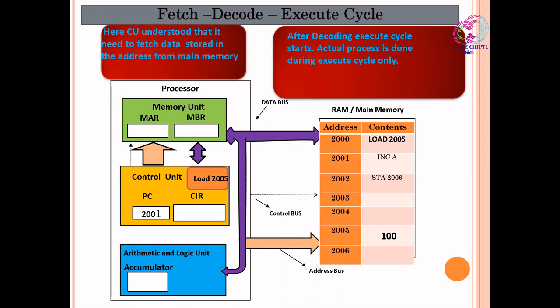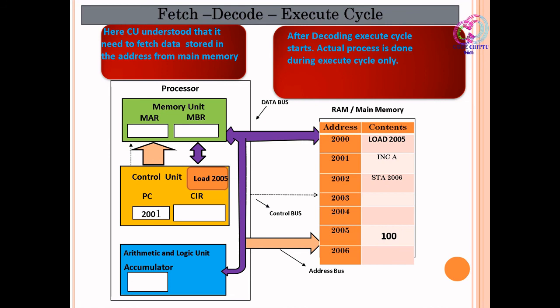The actual process is done in the execute cycle. In another way, fetch has one phase and decode has one phase, but execute has two phases. First it will process any calculation. At the same time, it has to fetch some data from the RAM, and if it wants to store something, it has to store. So there are two phases in the execute cycle.